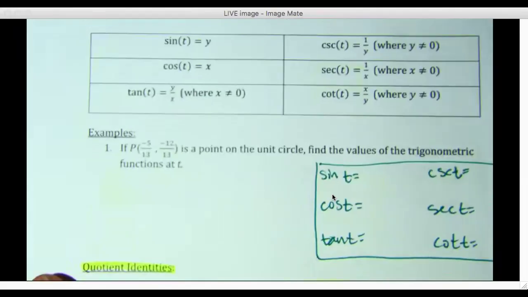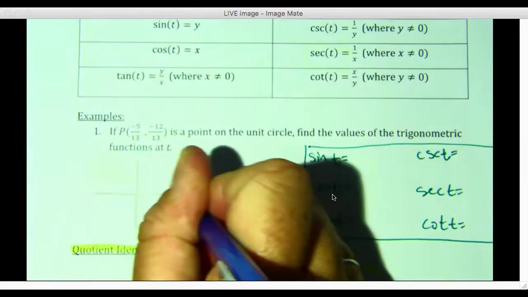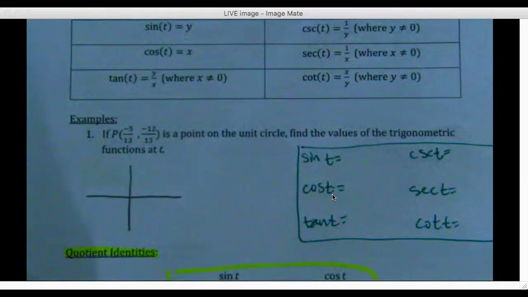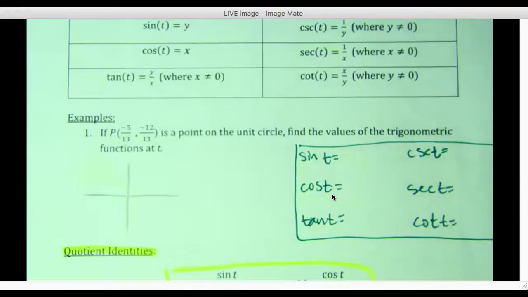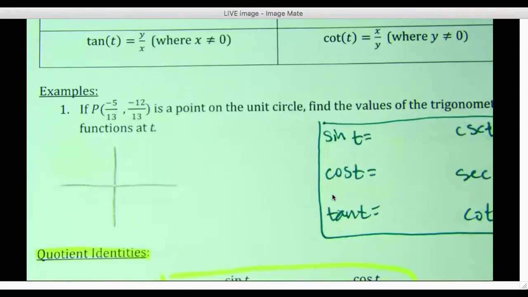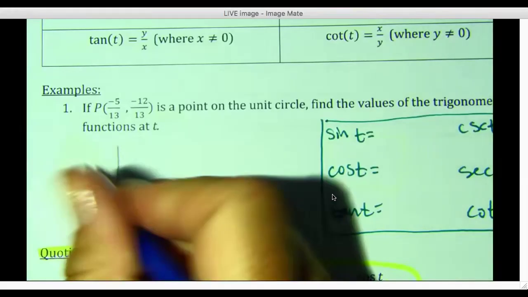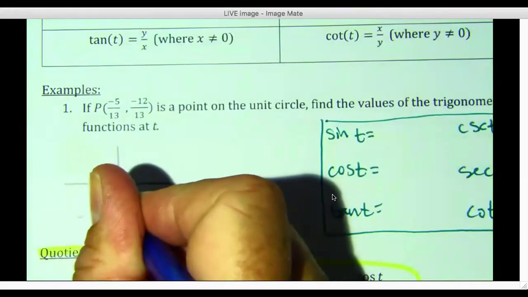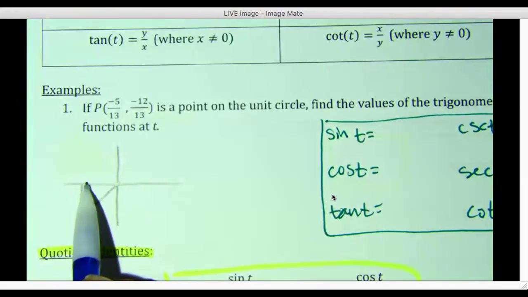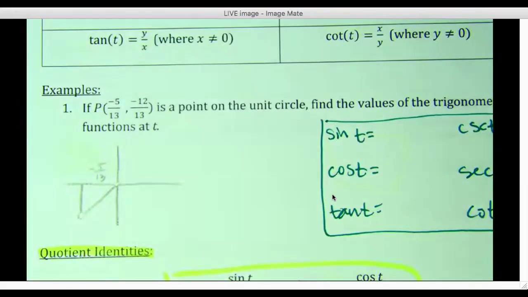So if we have some point P, that is the point negative 5/13 and negative 12/13, and I want to plot that point in the coordinate plane, a negative x value and a negative y value, this is going to be somewhere in quadrant 3. My x value, I went over negative 5/13. So negative 5 over 13.